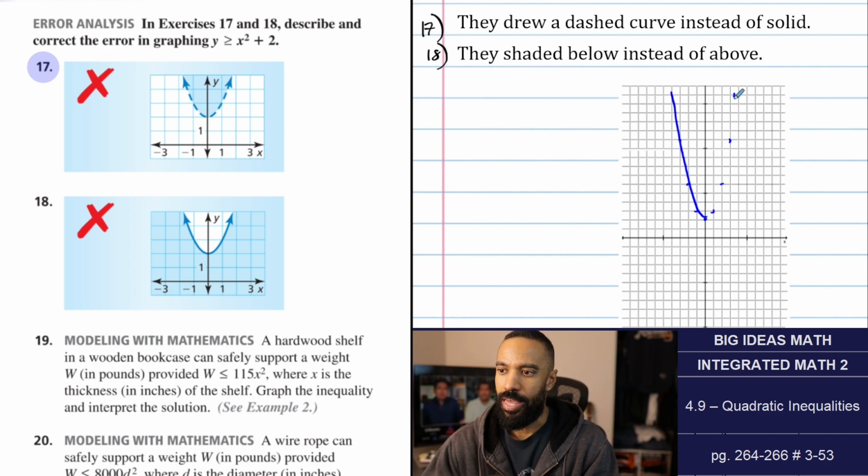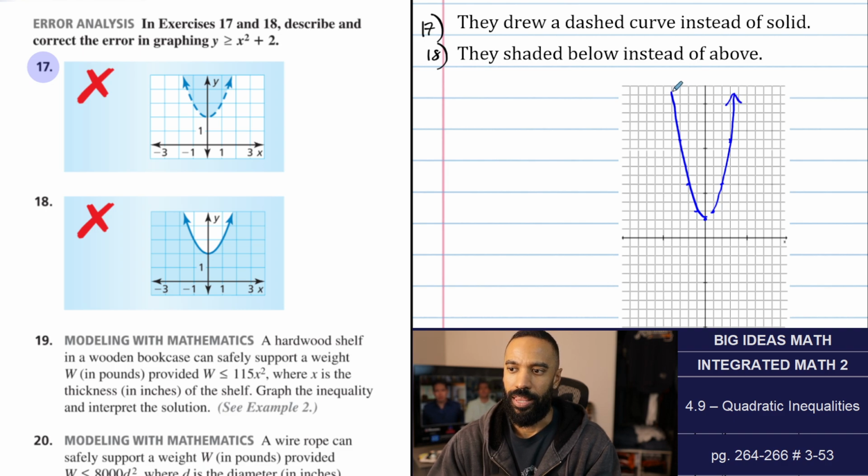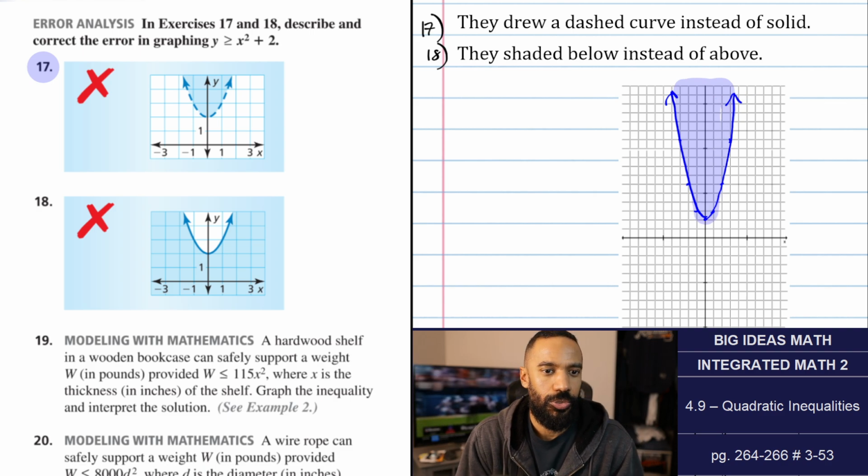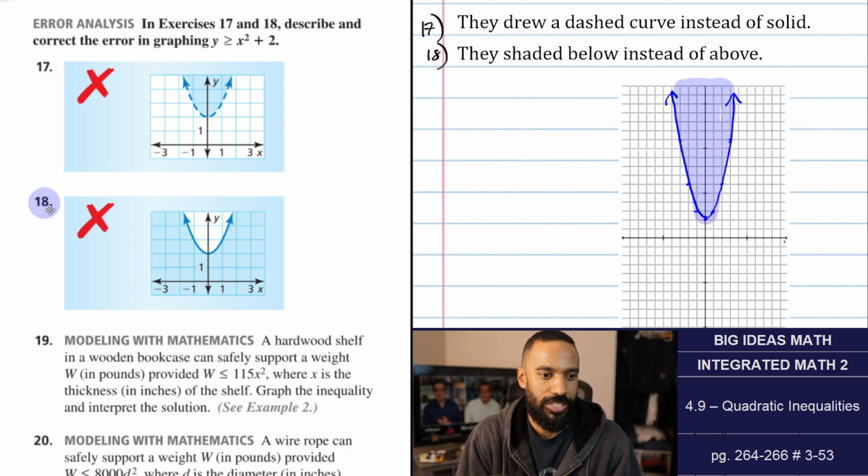So both of them have something right. They have the right boundary curve. One of them should be solid instead of dotted. One should be shading above instead of below. It's the best of what's wrong with both of those in fixing it. And that's what it should look like. Not bad. Two answers, two things to answer in one.